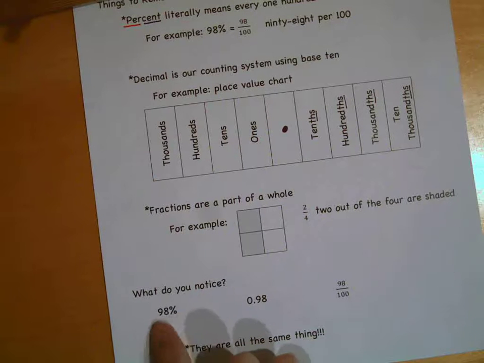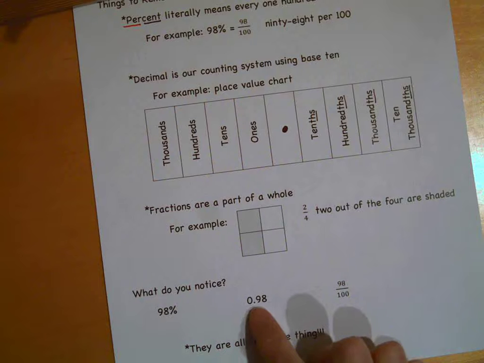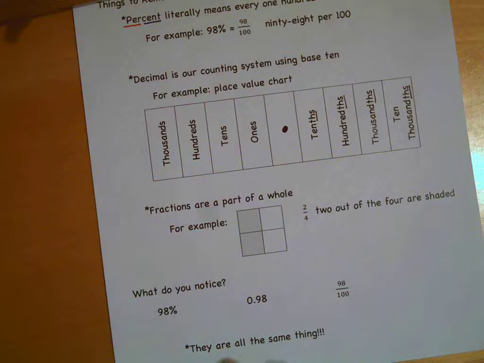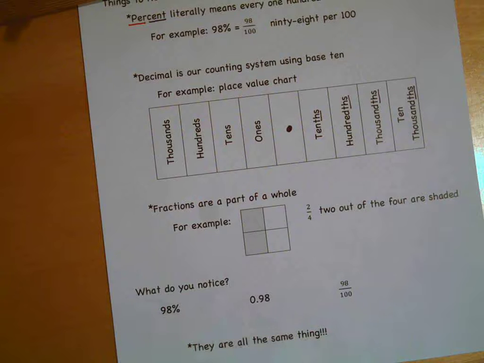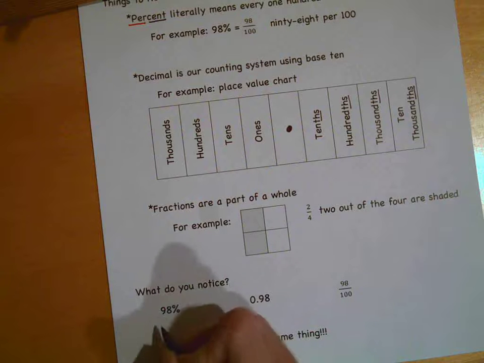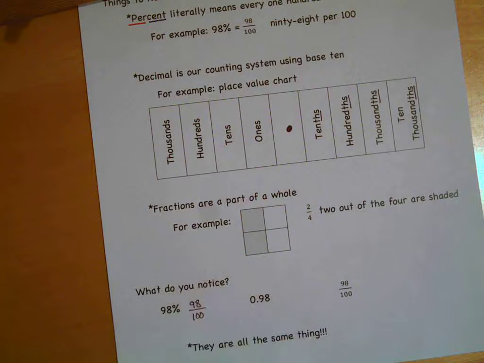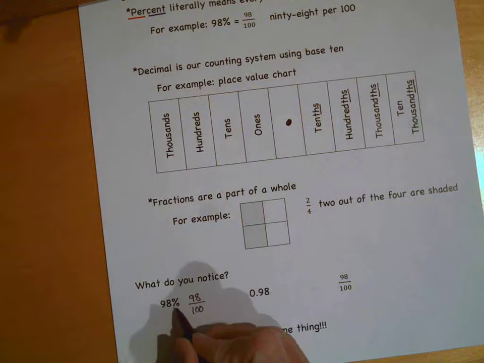And the reason why is we have 98%, which is the same as 0 and 98 hundredths, which is the same as 98 hundredths, okay? And it says right here that they are all the exact same thing because if you remember what percent means, a number per 100. So this one says I have 98 hundredths. That's what this literally says when you have that symbol.